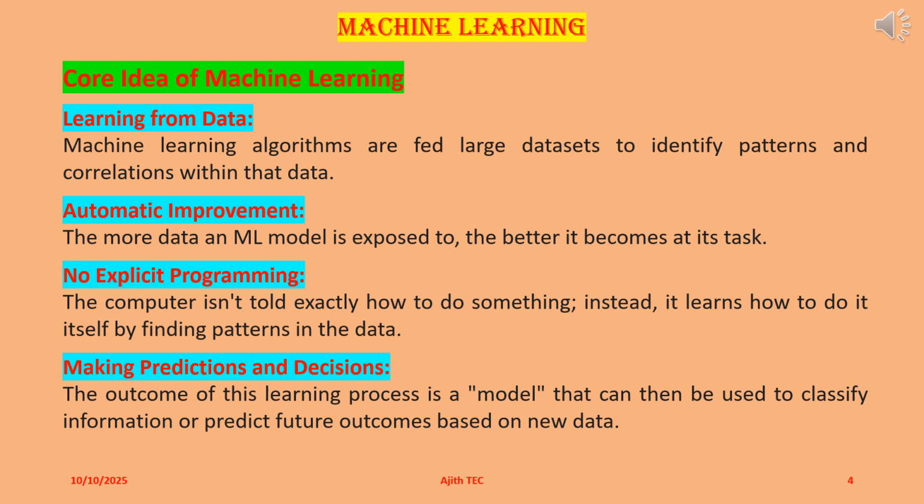Learning from data. Machine learning algorithms are fed large datasets to identify patterns and correlations within that data. Automatic improvement. The more data an ML model is exposed to, the better it becomes at its task. No explicit programming. The computer isn't told exactly how to do something; instead, it learns how to do it itself by finding patterns in the data. Making predictions and decisions. The outcome of this learning process is a model that can then be used to classify information or predict future outcomes based on new data.